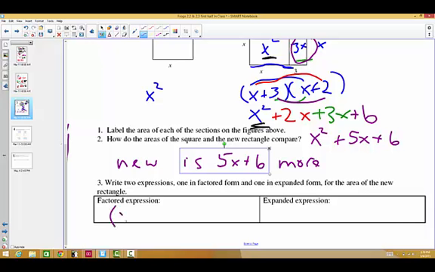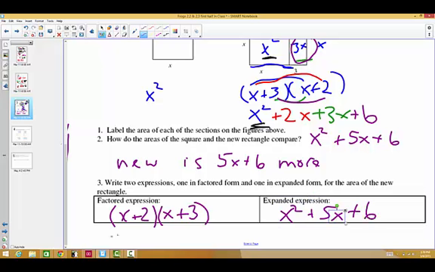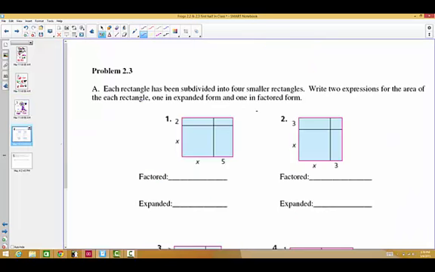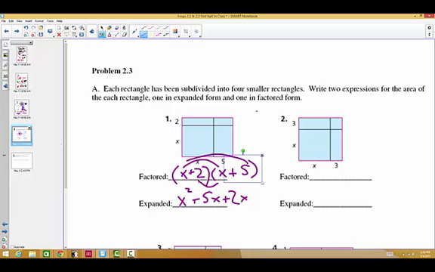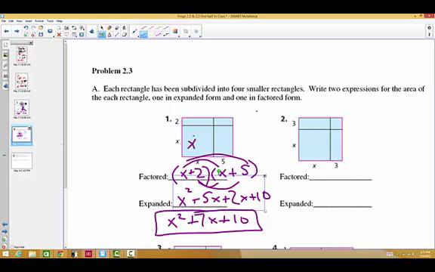So again, the factored form was x plus 2, x plus 3. I'm doing it the reverse way now. And then x squared plus 5x plus 6. This is the same as this. It doesn't matter which way you write it, you'll get the same exact answer. Okay, so factored form, x plus 2 times x plus 5, or you can have them in the reverse order. Expanded form is going to be x squared plus 5x plus 2x plus 10. That's x squared plus 7x plus 10. This is your x squared, this is your 5x, this is your 2x, this is your 10.